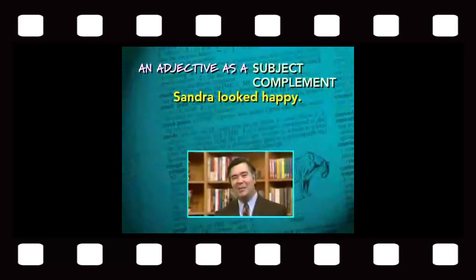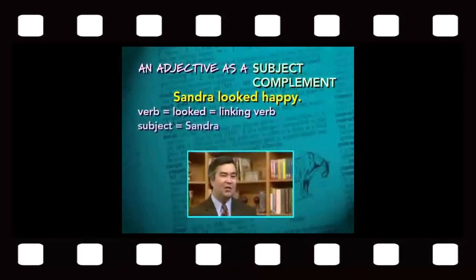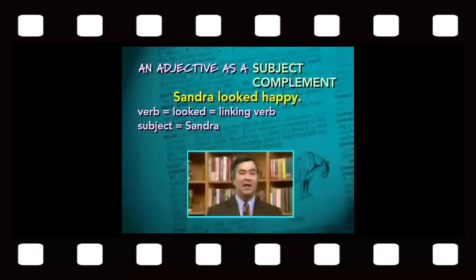to our third example of a subject complement. Sandra looked happy. Here, the verb is looked. The subject is Sandra. And looked in this case is being used as a linking verb because what follows isn't receiving the action of the verb, but rather it's equating or being equated to the subject.